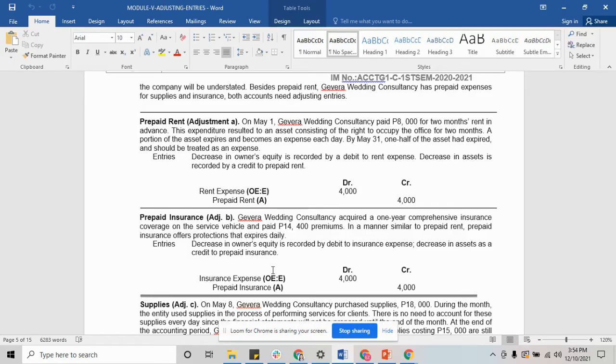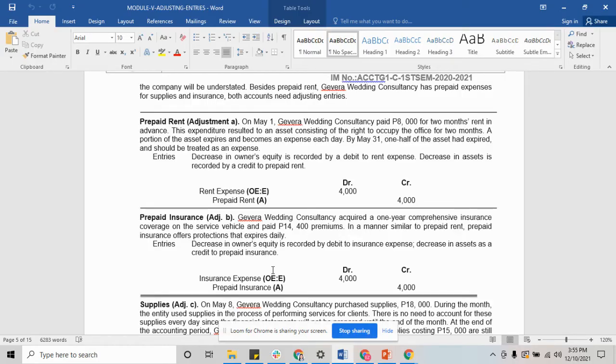So balikan muna natin, anong naging entry ni Rivera Wedding Consultancy nung nagbayad siya ng insurance in advance for 1 year. So, ang entry niya ay debit prepaid insurance, 14,400 and credit cash, 14,400 pesos. Ngayon, monthly, of course, may portion ng 14,400 na nag-expire. And it is 1,200 pesos na nag-expire monthly. Paano nakuha yon? So, syempre, 14,400 divided by 12 months is 1,200 monthly.